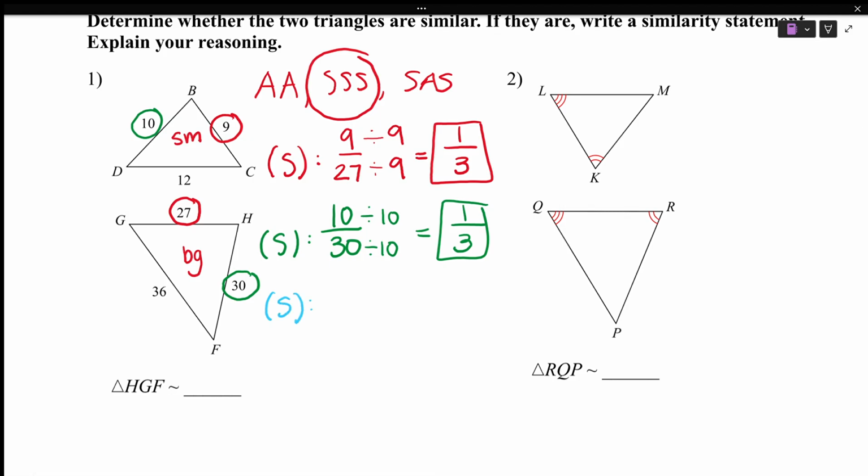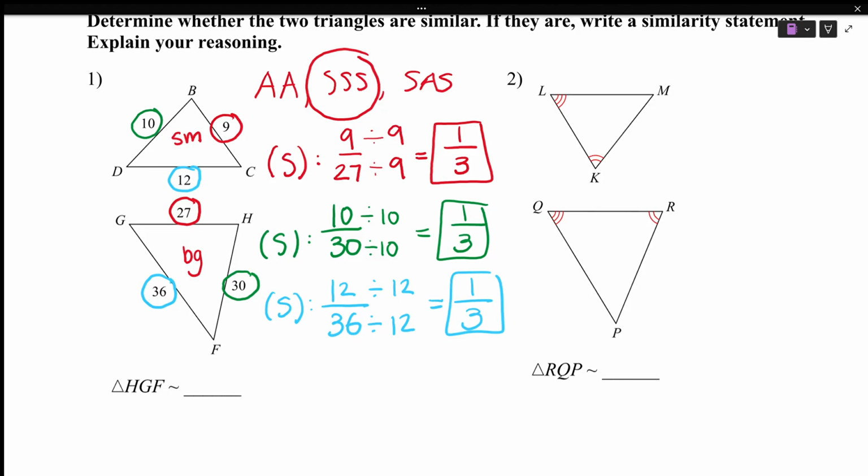Okay. 12 is the biggest side, 36 is the biggest side. So I'm putting them in the ratio. What's the greatest common factor here? 12, right? 12 divided by 12 is 1. 36 divided by 12 is 3 again. Okay, so they all have the same scale factor, 1 over 3. What does that mean? That means the two triangles are similar, right? Every side on the smaller triangle is a third of the size of the bigger triangle.